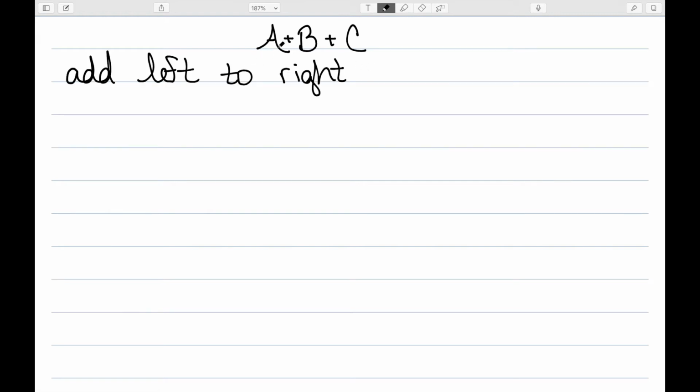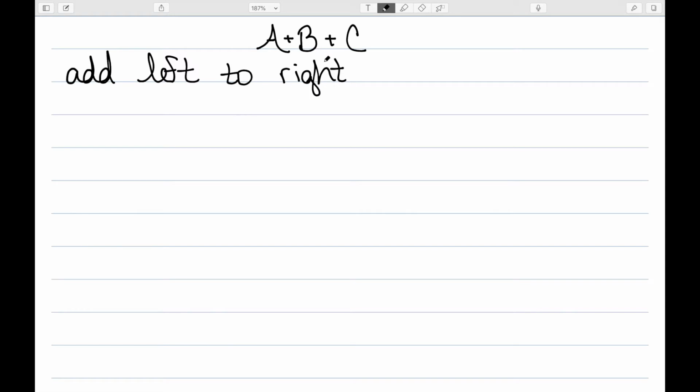In this video, I want to talk about the role of parentheses in addition problems with 3 or more terms. So let's look at something like a plus b plus c. When we look at this problem, we're supposed to add left to right. So we take a, we add b, and then we add c.